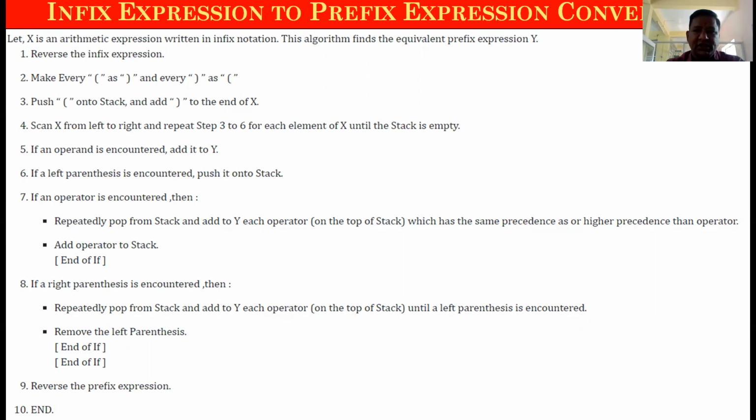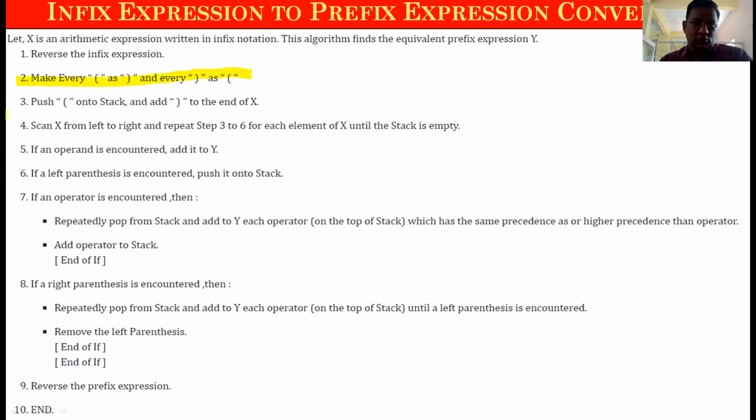Remember that this algorithm uses the concept of stack for its conversion purpose. First thing is that whatever infix expression is given to you, you have to just reverse that infix expression. That is your first step. The second step involves making every open bracket a closing bracket and every closing bracket an opening bracket. That is your step number 2, which you have to perform.